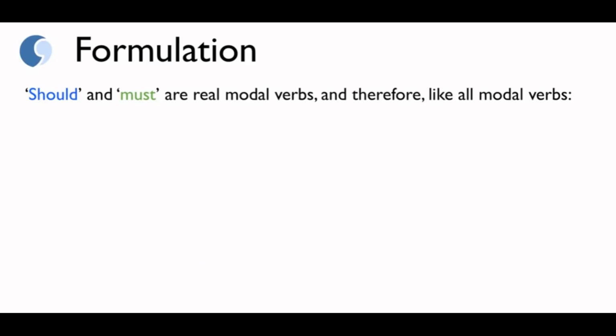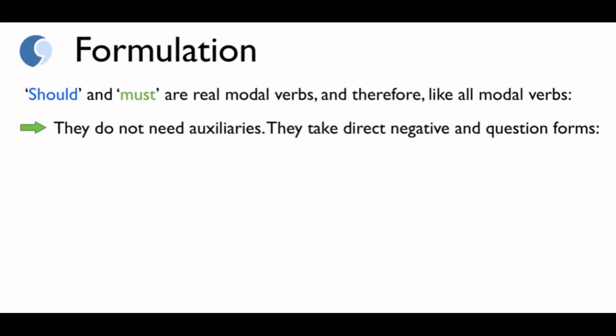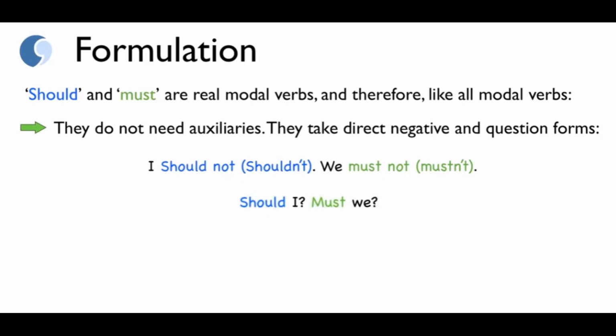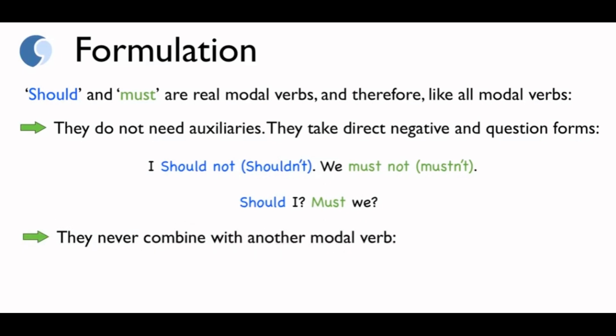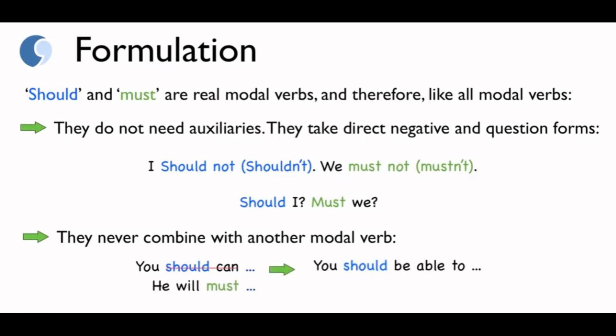And also, they do not need auxiliaries. They take direct negative and question forms. So you could say I should not or shouldn't, we must not or mustn't. For asking question, should I, must we. And finally, they never combine with another modal verb. So you can't say you should can, you have to replace can with an alternative and say you should be able to, or instead of he will must, say he will have to.